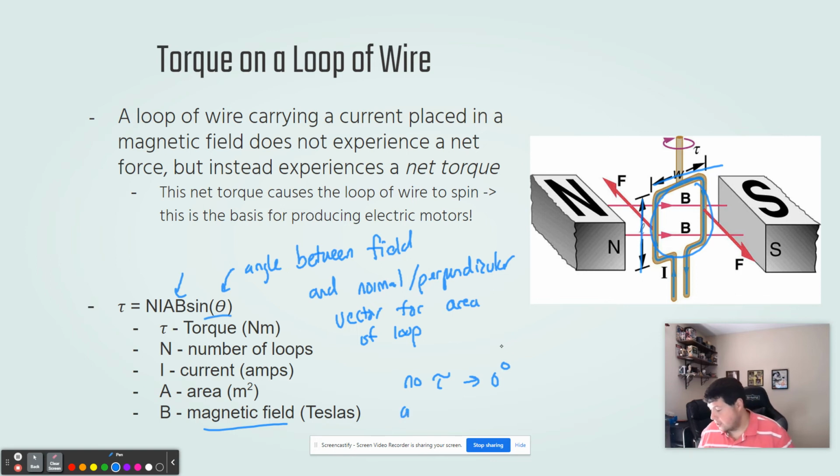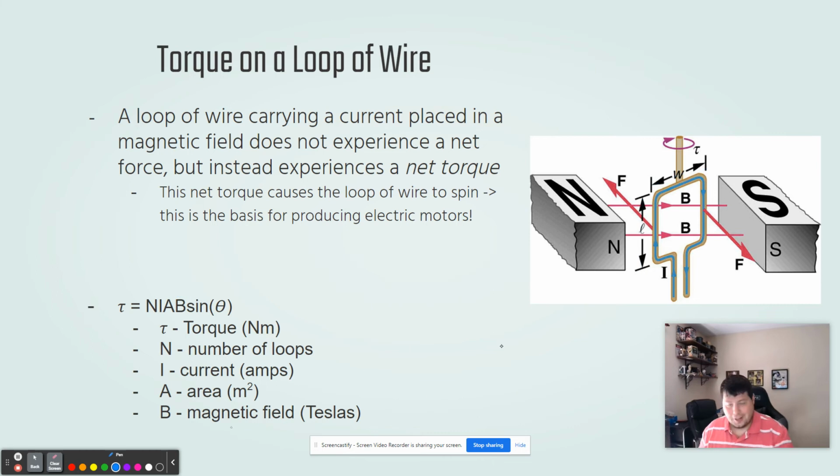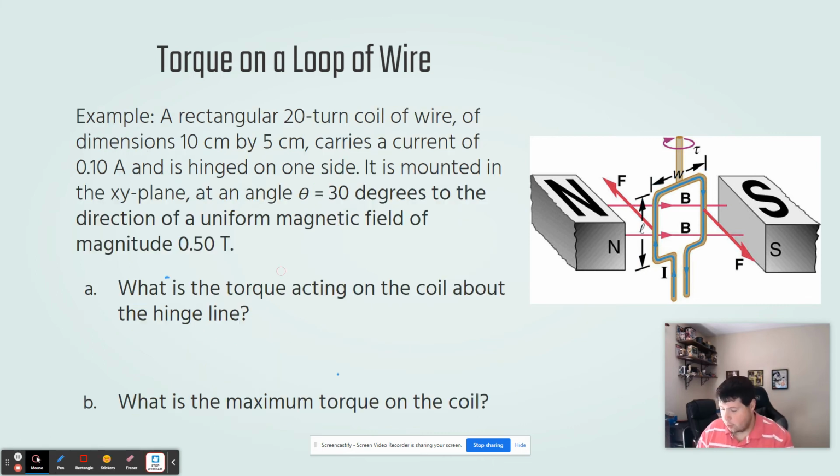And then there's max torque when that is 90 degrees. That means that the actual loop is lined up with that magnetic field there. So let's take a look at an example of a problem that you could do with one of these.